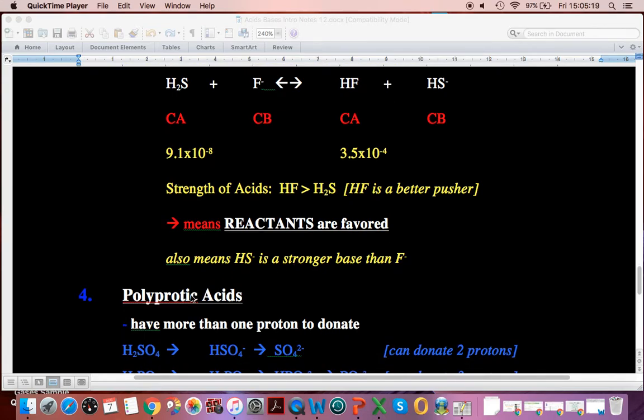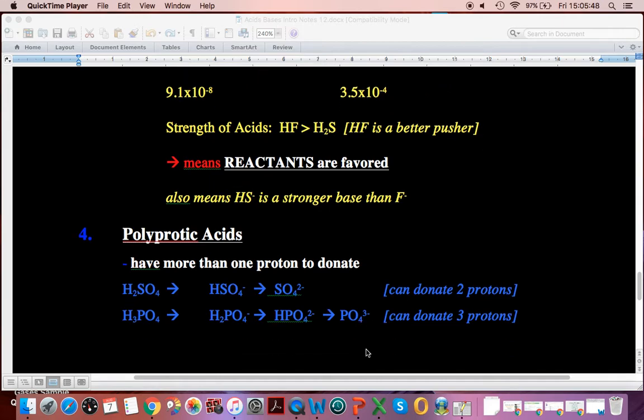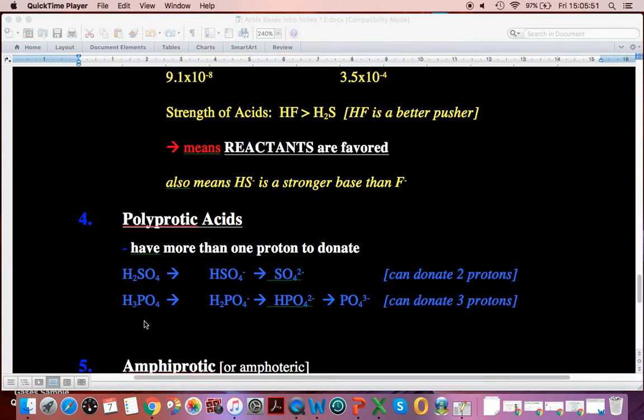Polyprotic. Well, protic means proton. Poly means more than one. And so we can have acids that are polyprotic. So H2SO4 can ditch a proton, become HSO4-. It can ditch a proton and become SO4 2-. So in other words, it can donate 2 protons. And if it's in the presence of a strong base, it will. H3PO4 can lose 1 proton, which can lose a second proton, which can lose a third proton. And in a strong base, it certainly will lose all 3 protons.